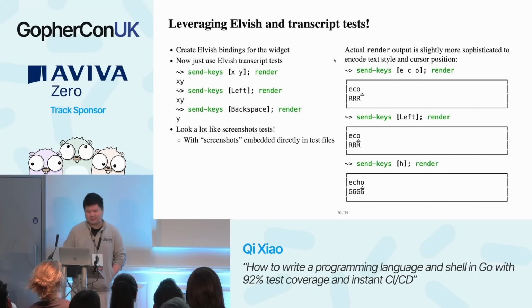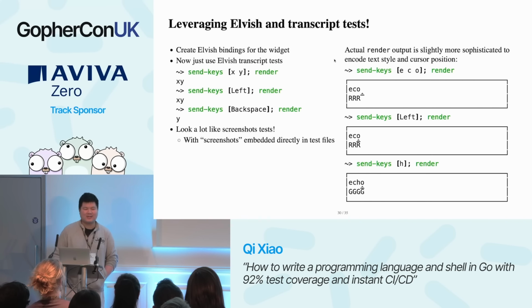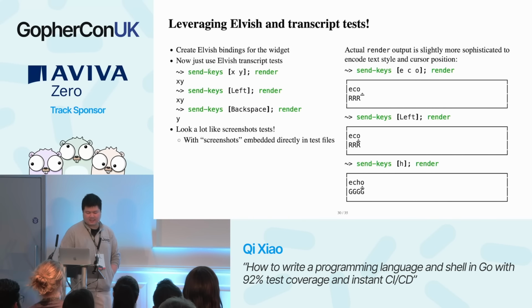All right, so it turns out that we have a scripting language at our disposal. And that scripting language is just Elvish itself. And it already has a very great testing experience. So why don't we just create Elvish bindings for the widget, and then write those tests as Elvish transcript tests? So this is the same test that we have shown you before. We can send keys X and Y, and then we ask the widget to render itself, and it should show X and Y. And press left, render itself, send backspace, and you should have deleted the X.